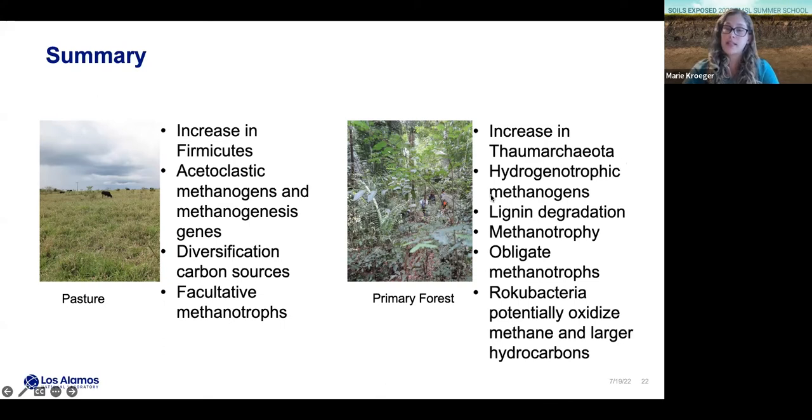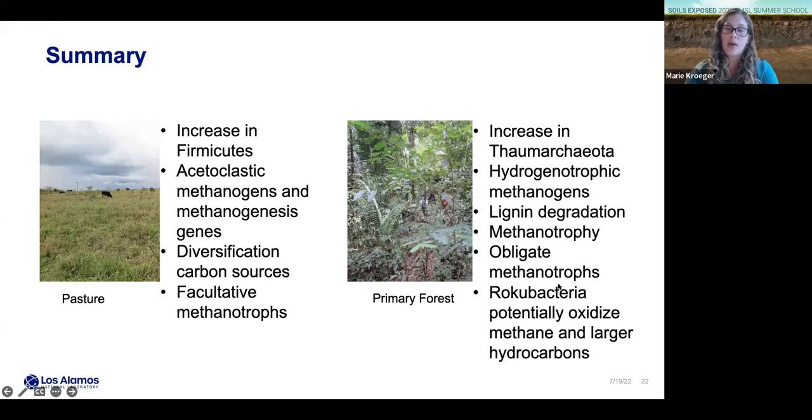Again, sort of makes sense. These primary rainforests are rather oligotrophic, unlike the pastures. So if you're going to be a methanogen there, you're probably going to be hydrogenotrophic. We also saw that lignin degradation was higher, or had the potential to be higher, in our primary rainforests, along with methanotrophy and the obligate methanotrophs.